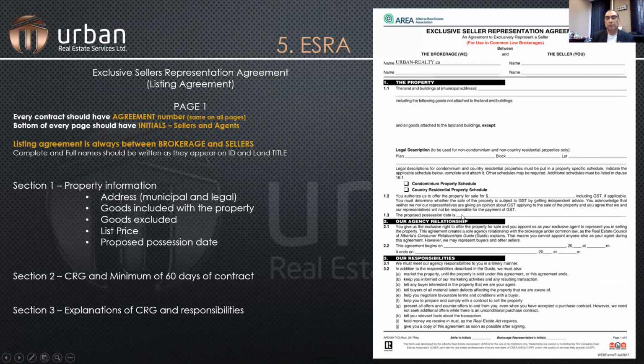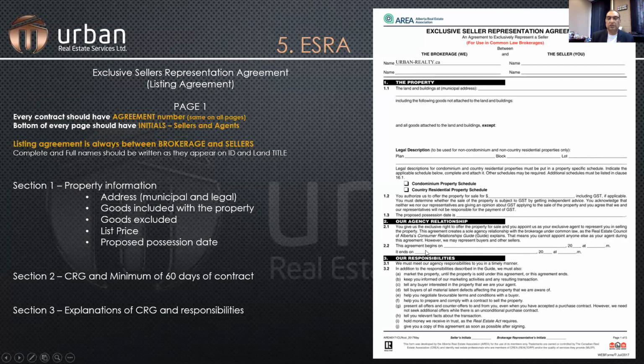1.3 is the proposed possession date. When is the seller willing to give the possession of this house? You fill them sitting with the sellers. Section 2, again, is a repetition. If you remember the CRG we discussed in part 1 of this, it's kind of repeating it and emphasizing it. Hey, remember, Mr. Seller, Mrs. Seller, that we went over this. This is where you sign it. And this agreement will start on such and such date and finish on such and such date.